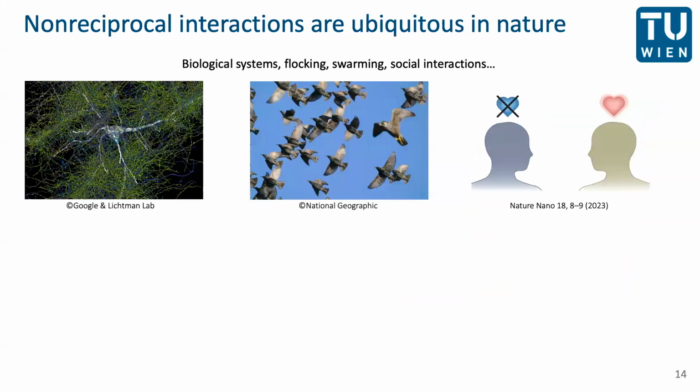So non-reciprocal interactions do exist in nature everywhere, right? The spiking of neurons in your brain is non-reciprocal because it flows in one direction. Flocking of birds is non-reciprocal because they follow each other; the bird can only see the bird in front of it, not behind. You driving the car is also highly non-reciprocal. Social interactions, I like this from one of the Nature Nano reviews, can also be highly non-reciprocal. So all systems in biology and social sciences are non-reciprocal.